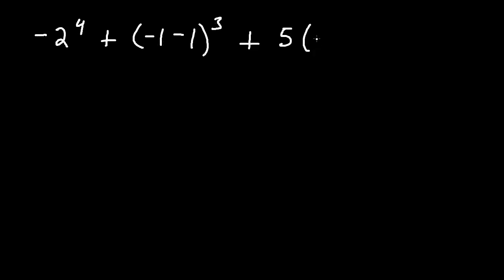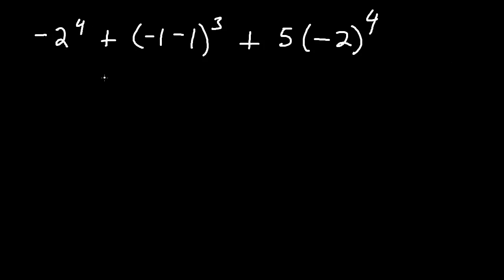So let's look at performing integer operations with powers. Let's say we had the mathematical expression as follows: (-2)^4 + (-1 - 1)^3 + 5(-2)^4. So how would you do this mathematical problem?